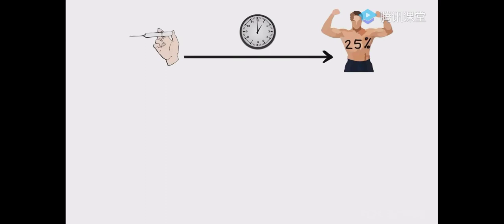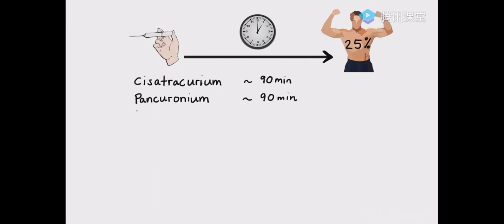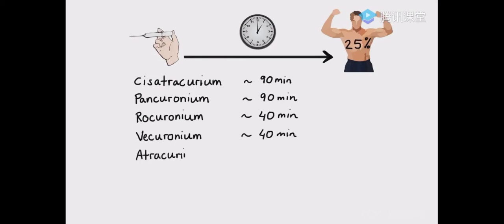Now, some of the most widely used agents in this group are the following. Cis-atracurium, which has a clinical duration of about 90 minutes, pancuronium, which also has a clinical duration of about 90 minutes, rocuronium, with a clinical duration of about 40 minutes, vecuronium, which also has a clinical duration of about 40 minutes, and lastly, atracurium, with a 40-minute clinical duration as well.